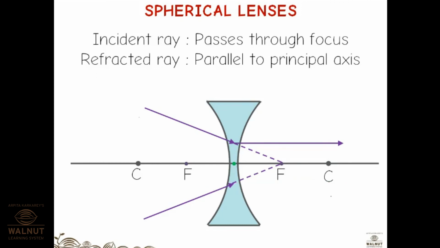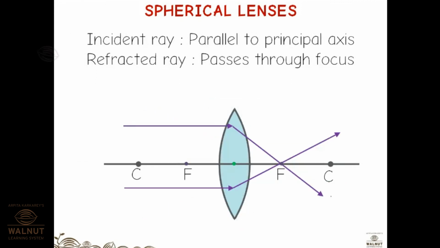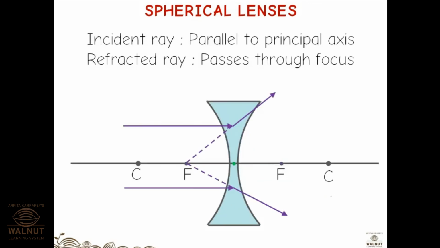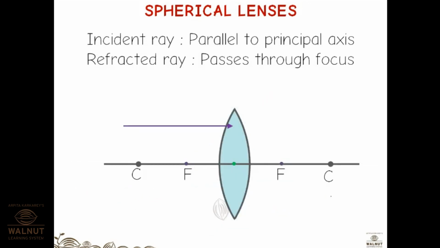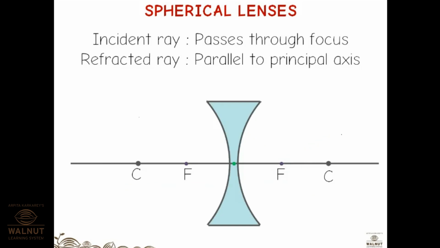Okay, next. In case of a convex lens, we will see the rays which are parallel to the principal axis are going to get converged onto one point. That is the focus, right? So the rays which are parallel to the principal axis will pass, the refracted rays will pass through the focus.